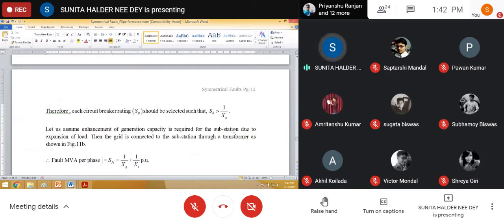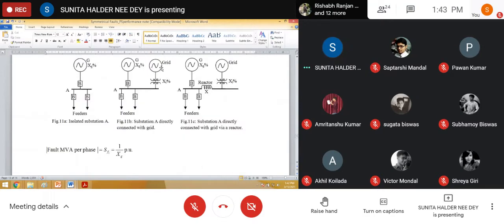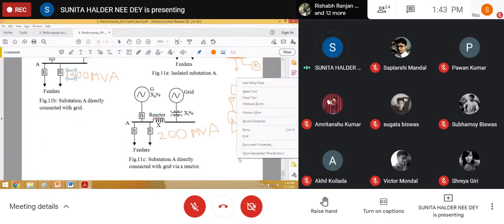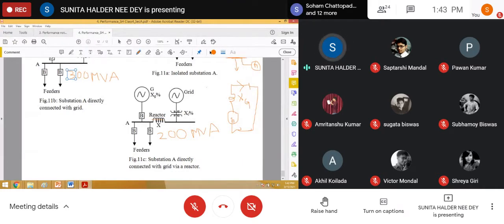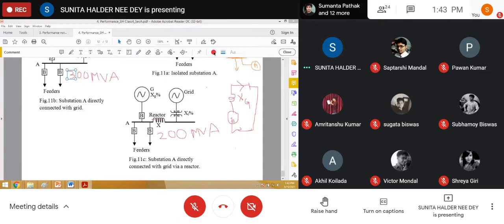Yes, ma'am. So now we have enhanced the generation capacity due to the load. We have included one transformer again through a grid. Then what will the circuit be right now? Now the circuit is like this. Along with this, we have connected a grid, which has a transformer XT and the grid has an induced EMF.